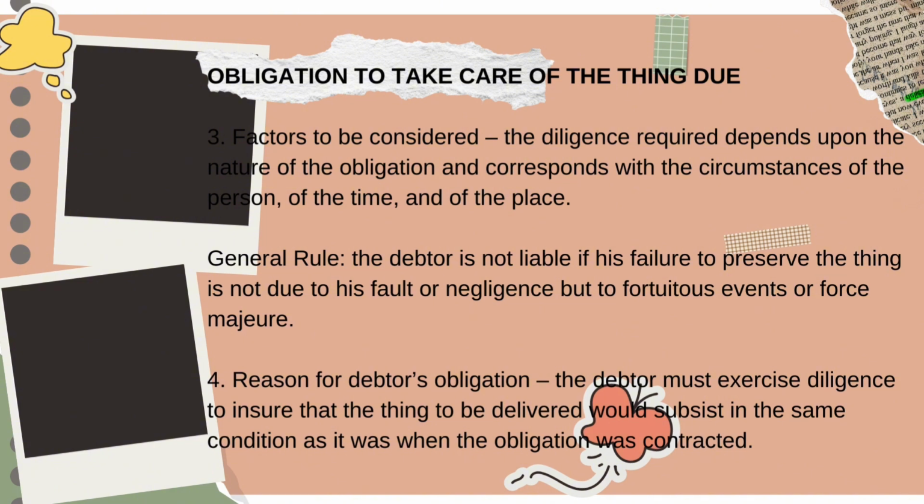So, the obligation to take care of the thing due, the factors to be considered, I already discussed with you earlier. Anyway, the diligence required depends upon the nature of the obligation and corresponds with the circumstances of the person, of the time and of the place. So it depends. As a general rule, the debtor is not liable for the failure to preserve the thing if it is not due to his fault or negligence, but to a fortuitous event or force majeure.